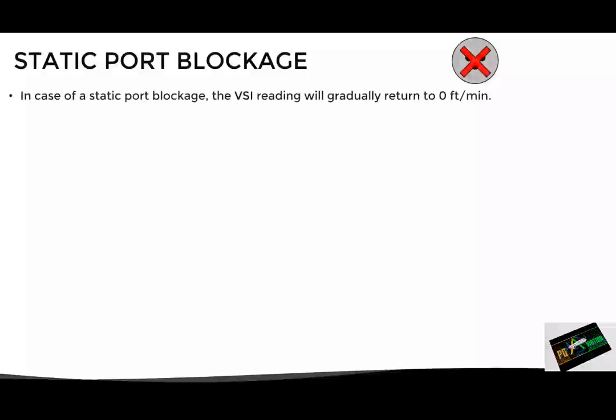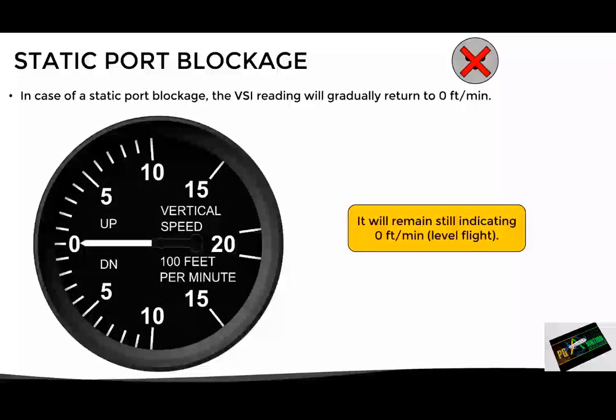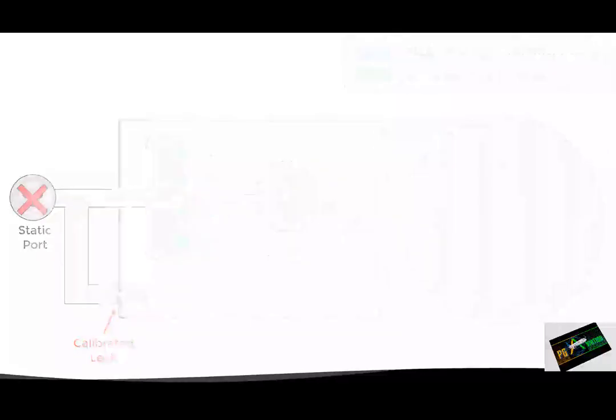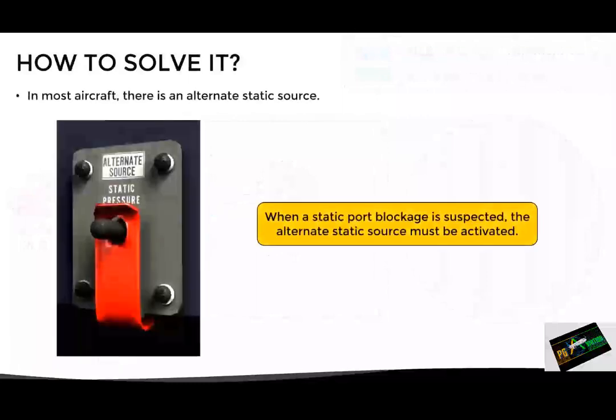Now, you might be wondering by now, what happens with this instrument in case of a static port blockage? Well, in this case the VSI reading will gradually return to 0 feet per minute, and it will remain still indicating level flight. This happens because the pressure in the capsule and inside the case is the same, and since there's no pressure differential, the instrument will interpret it as level flight. So, how can we solve this situation? Well, most aircraft incorporate an alternate static source, which must be activated in case a static port blockage is suspected.